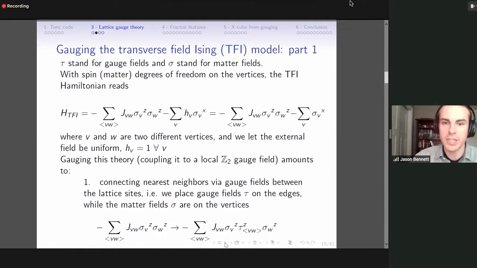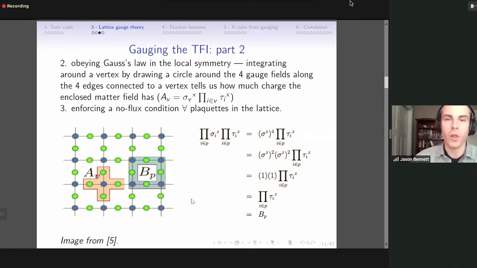The next thing I do in gauging is to enforce something called local symmetry, or you can envision it as a Gauss's law. If I were to integrate around a particular vertex, that should tell me, like in Gauss's law, how much charge is enclosed by that integration surface. So if I'm integrating around these gauge fields, it should tell me the charge on the matter field at the particular vertex. So my AV term, like this, is going to be represented by one of the matter fields and a product of the 4 gauge fields that I'm integrating around.